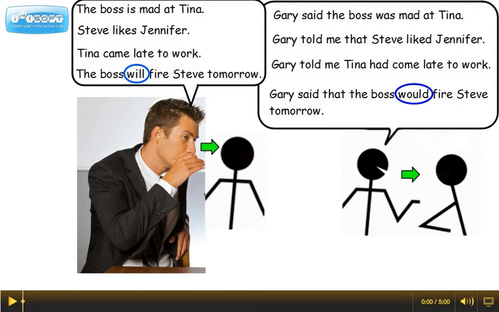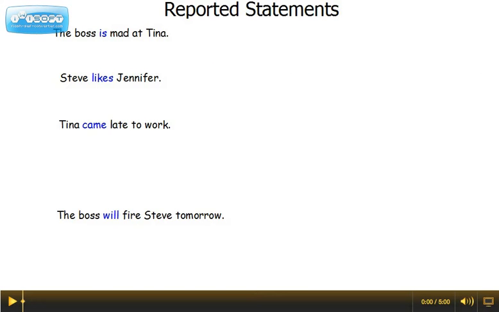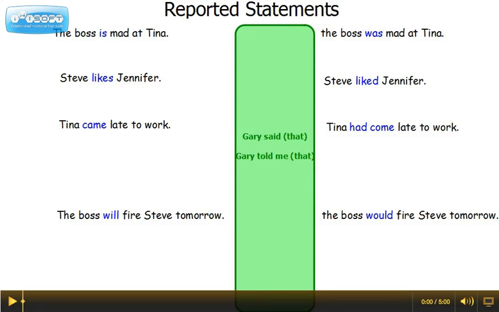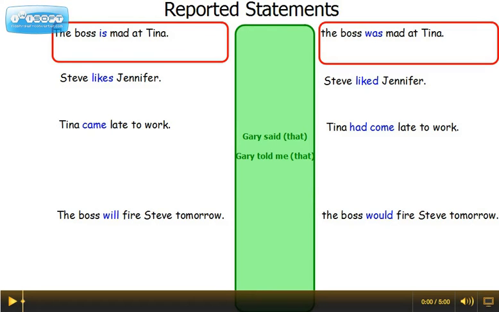Let's look a little closer at the structure here. So what's happening here is my original statement on the left is then transformed. I need to start with Gary said or Gary told me that, which is optional. And then I say the statement, but in a past form. So notice how the verb shifts to the past. Is, which is the verb to be in the present, becomes was. So the first thing is the present simple, here the verb to be, becomes the past simple.